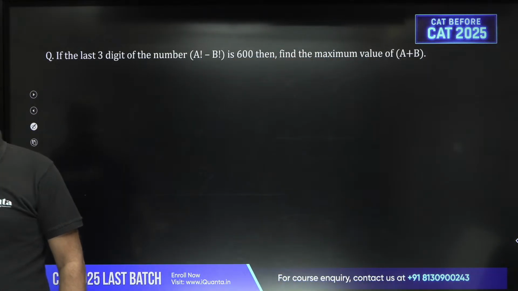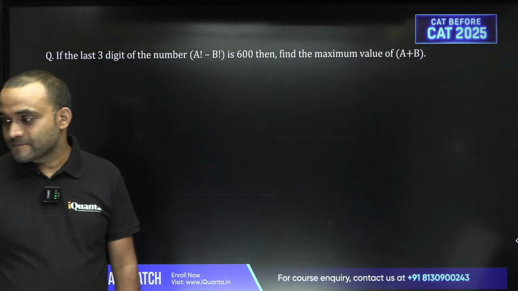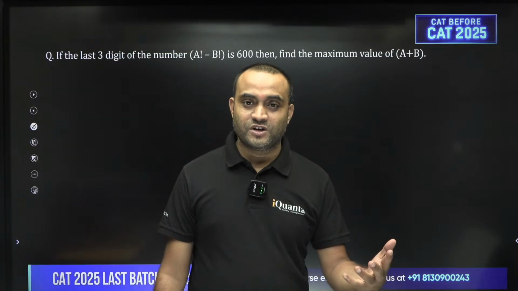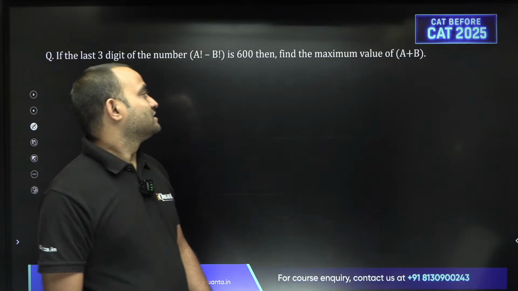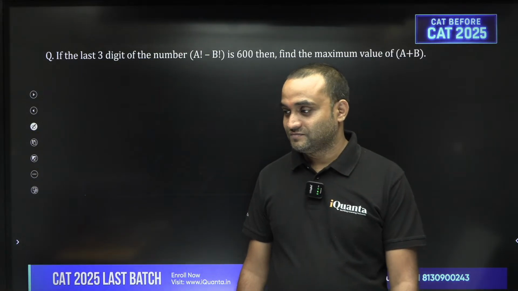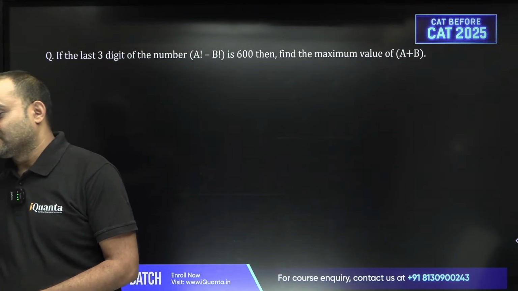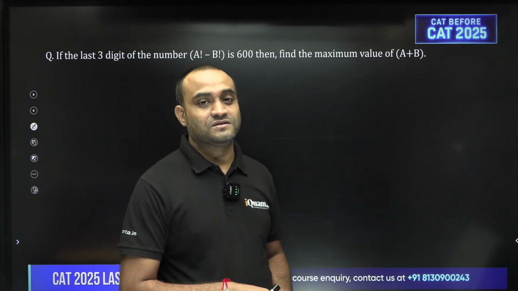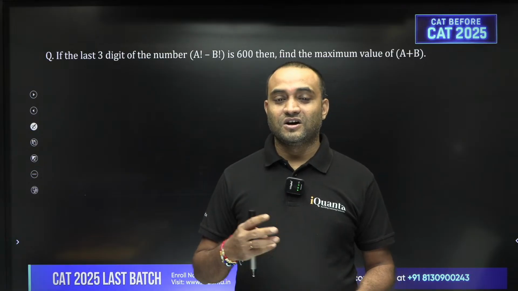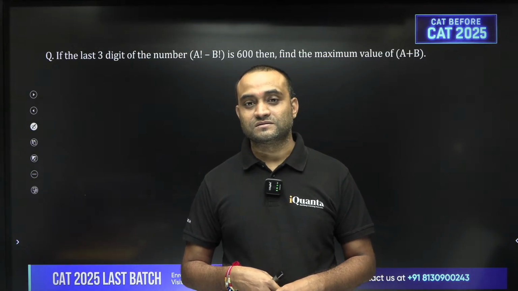Avi, Krishna, Gaurav, Siddhant. What are the values of A and B that you are getting? Can you tell me this? 720 minus 120, and that's the last of it. Is it not possible that we can get any better? Think about this.